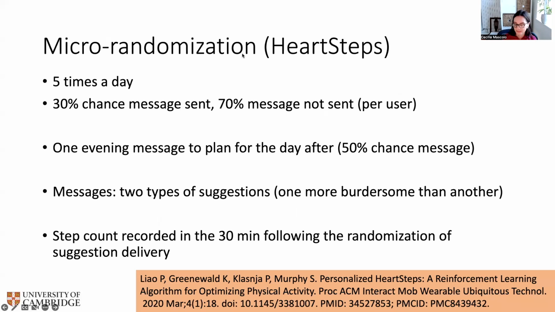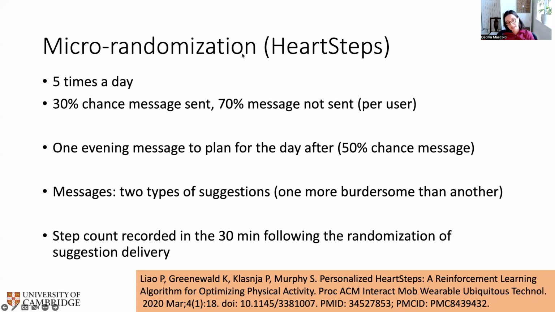And here is a paper that looks at improving the number of steps per day of users. Messages were sent 5 times a day with a certain probability, so a 30% chance of sending a message in each of the time windows and 30% not. There was an additional evening message to plan for the day after, which was a bit more involved; it required more reading. And the messages had 2 types of suggestions. One was a bit more involved than the other, and one was lightweight.